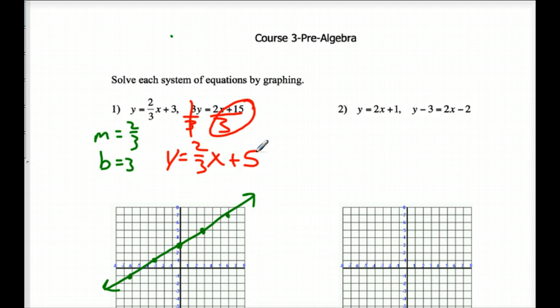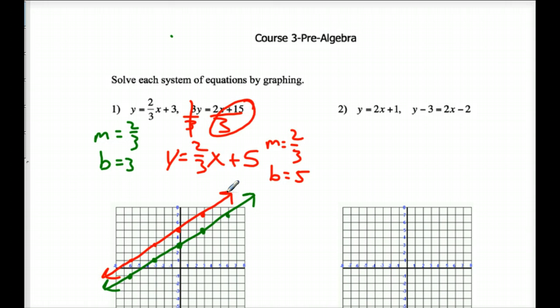Connor, what do you know about that line? The slope is 2/3 and the y-intercept, the b, is 5. Guys, what do you notice about the slopes? Are the slopes the same? Different y-intercepts though: 3 and 5. They're kind of really close to each other. Look at that, they're not too far apart.